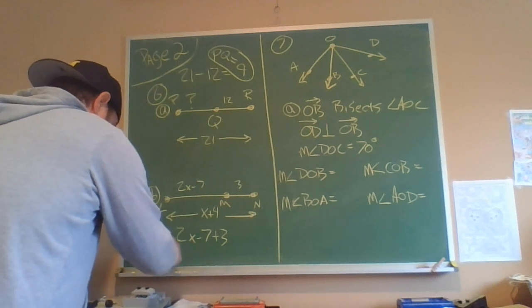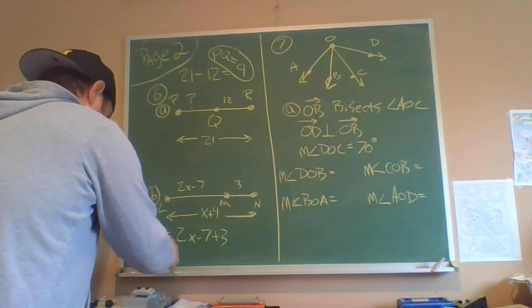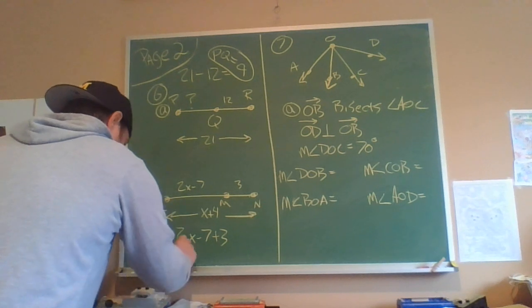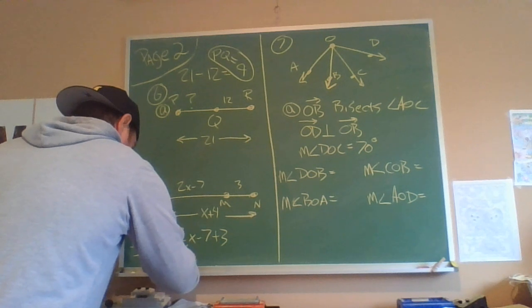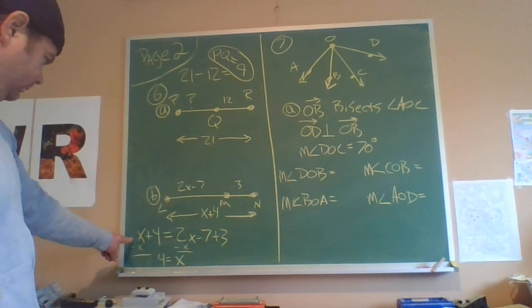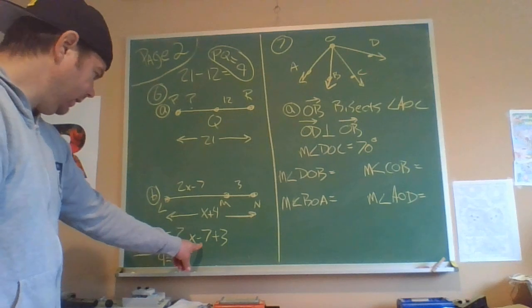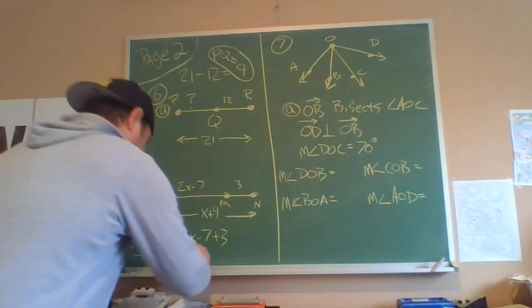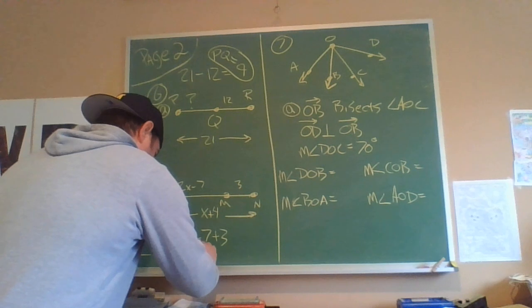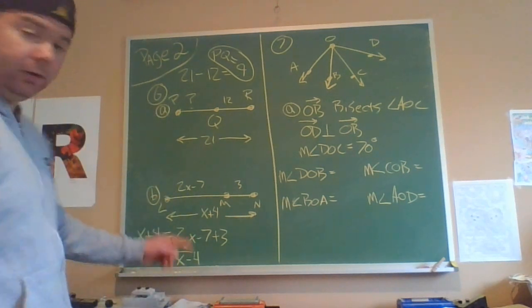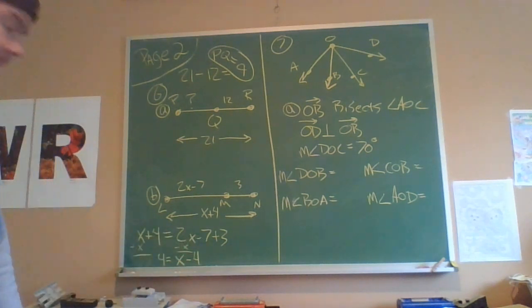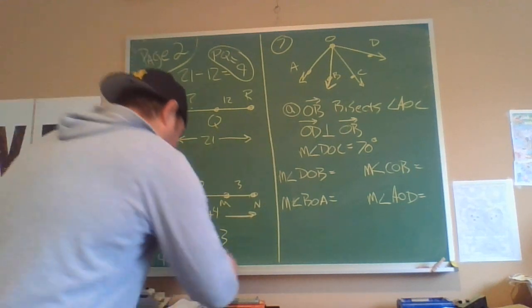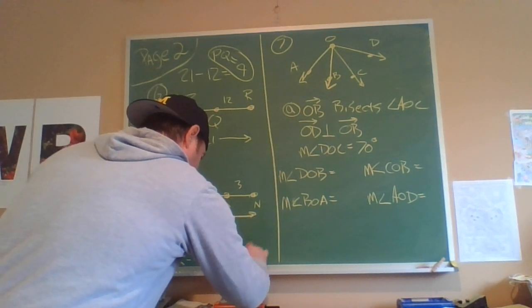So how should I do that? I'll subtract x from both sides. And that's going to give me 4 equals x. Right? 2x minus x is x. And then over here I've got negative 7 and positive 3. So after the first step of simplifying this equation, I've got 4 equals x minus 4. And then to solve that for x, just add 4 to both sides.